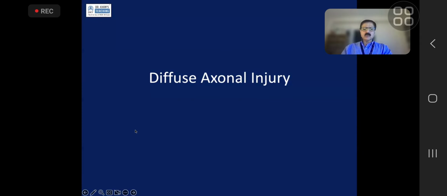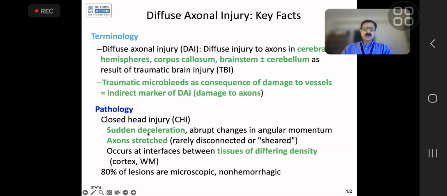And the mechanism is very important, where sudden acceleration and deceleration causes stretch of the axons and they are sheared or disconnected. When this happens, on a CT scan, they are difficult to see. Why? Because 80% of them are non-hemorrhagic. So you will not see them. On the other hand, about 20% are hemorrhagic, and then you see them, and that is why they become an exam type of case.